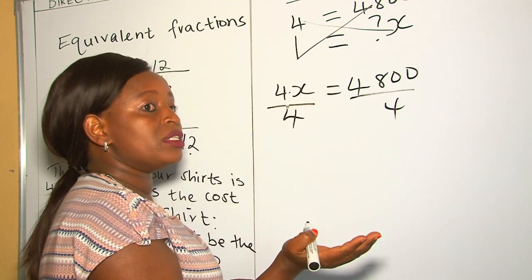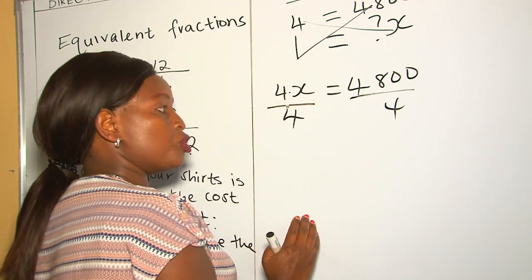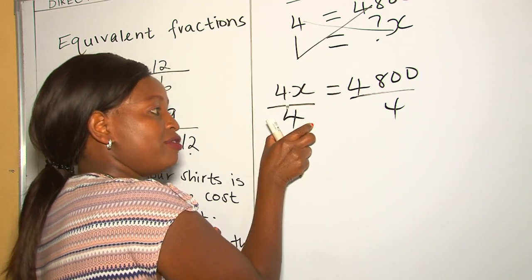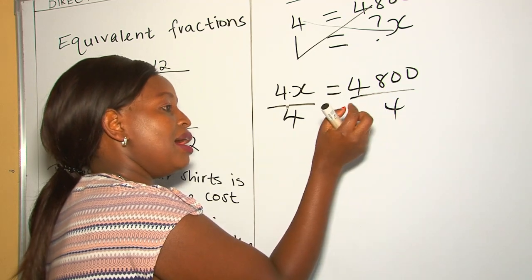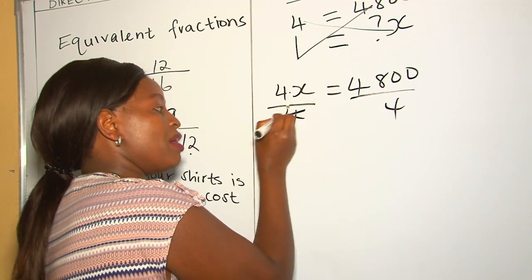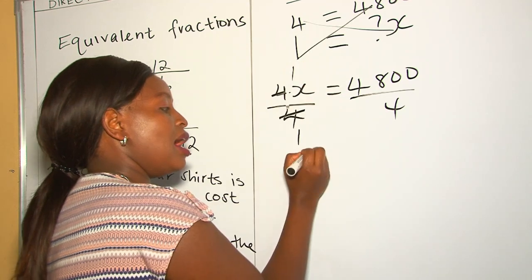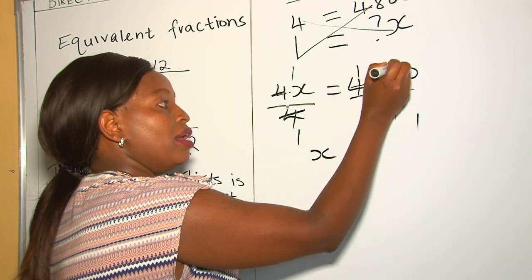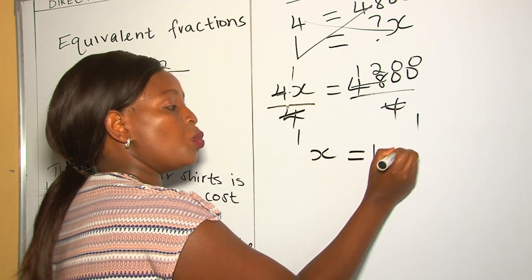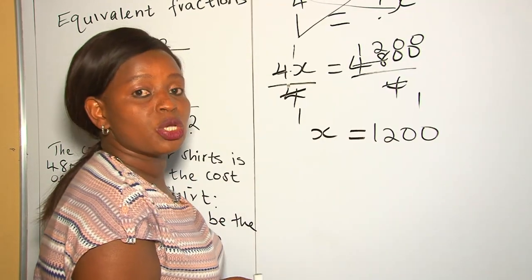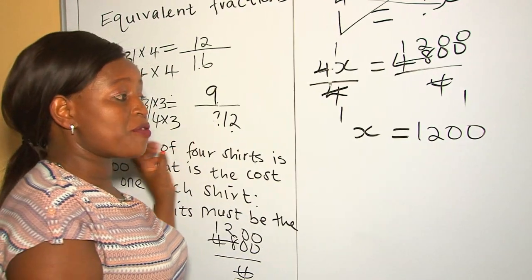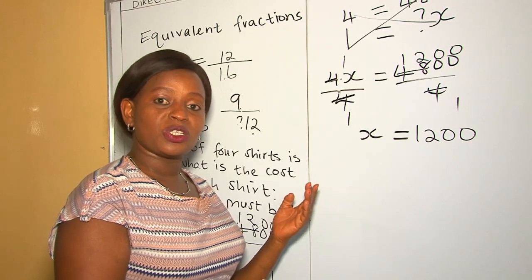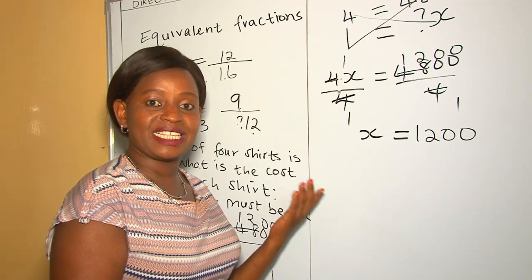Remember, the algebra rule says whatever you do on the left should also be done on the right. So we have divided by 4 on our left, and we should also divide by 4 on our right. So x is equal to 4,800 divided by 4, which is 1,200. You can see that we have used 2 formulas, equivalent fractions and cross multiplication. So it's upon you to choose which one is easier for you.